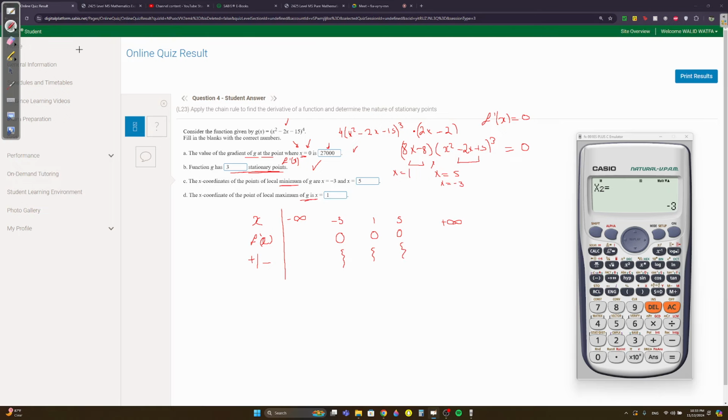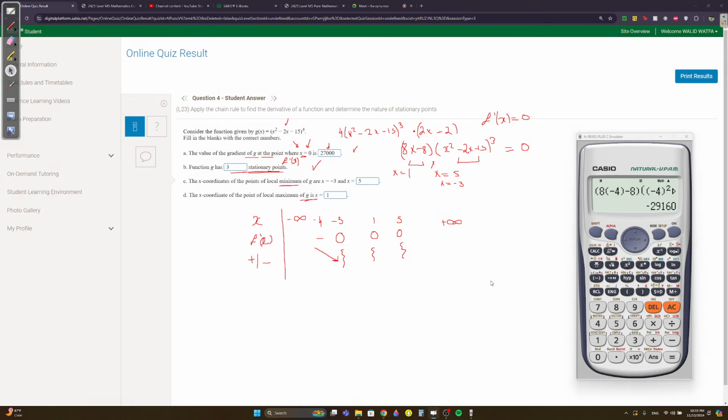Before minus 3, what's the sign? How do I figure that out? I check any point. Let's take minus 4, for example, and figure out the sign of f prime of x. Let's substitute negative 4: 8 times minus 4 minus 8, into minus 4 squared minus 2 times minus 4 minus 15 cubed. You get a negative answer, right? So it's going to be minus. You draw an arrow like this, going from left to right.